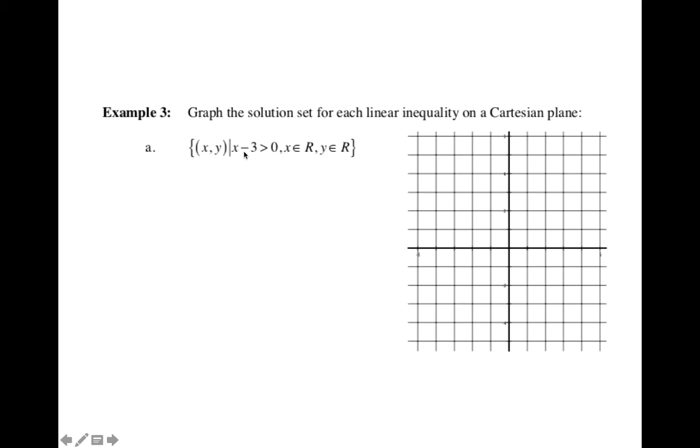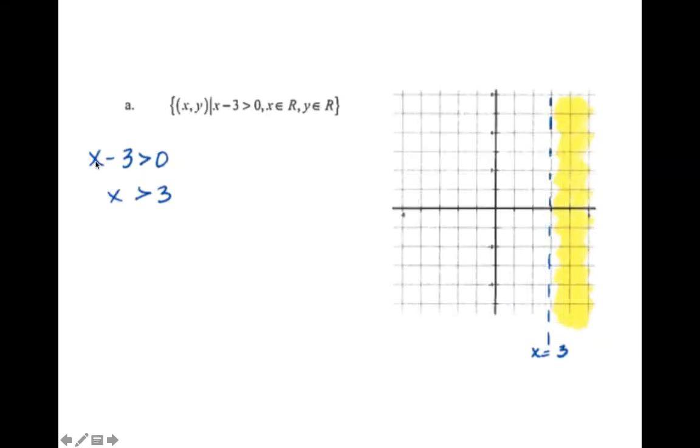And then I have x minus 3 is greater than 0. That means that x is greater than 3. It's not equal to it. So when I draw the line for x is equal to 3, I'm going to use a dotted line right here. And then I have to show that the values where it's greater than that line are over here on the right-hand side. And you'll notice I shaded it.